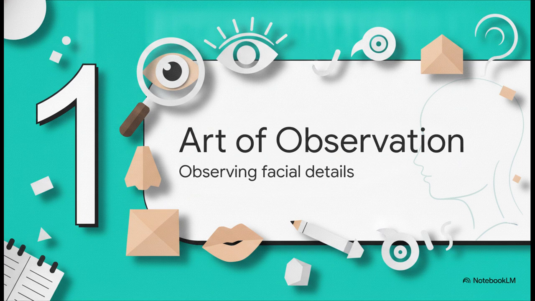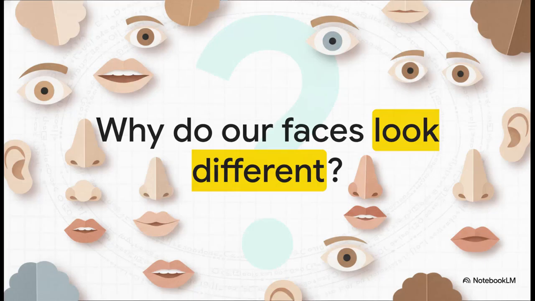Observing facial details. I want to start off by asking you a really intriguing question straight from the text. Why do we all look totally different, even though our faces have the exact same parts? Think about it. Every single one of us has eyes, eyebrows, a nose, a mouth, ears, and hair. Yet no two faces are identical. The secret actually lies in the subtle nuances. It's the unique spacing, the specific shapes, and the varying proportions of those exact same features.